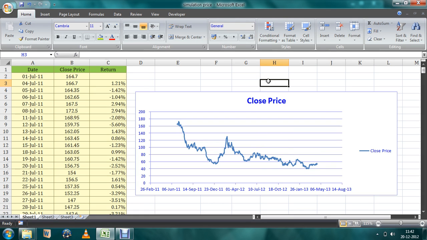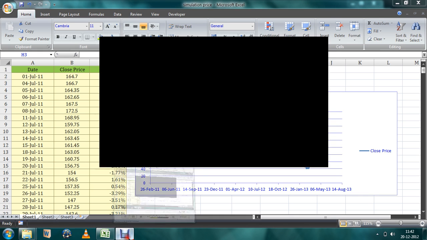So by using this analysis we can say that this is a selling stock. Like this we have to do simulation. Thank you friends, my name is Prakash.